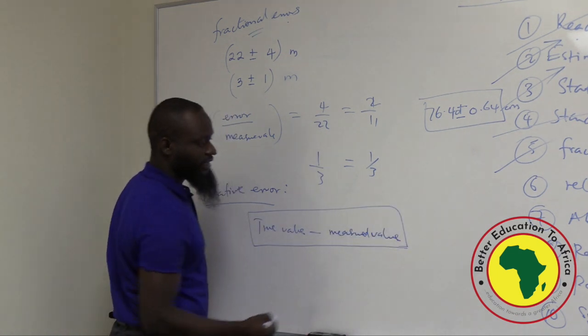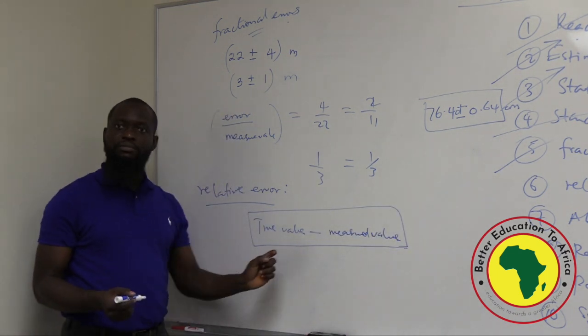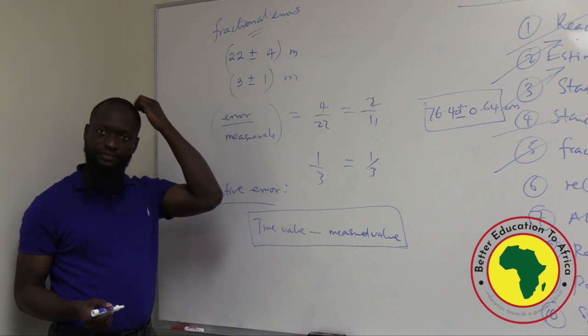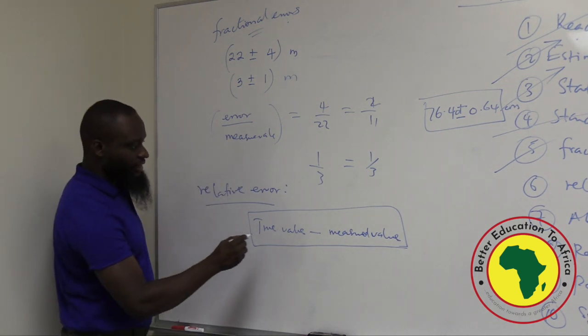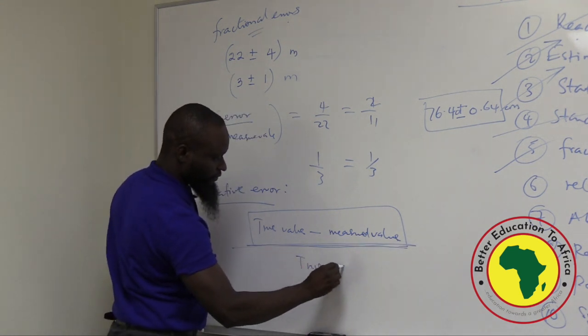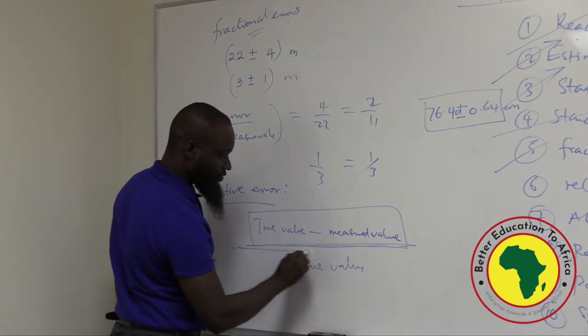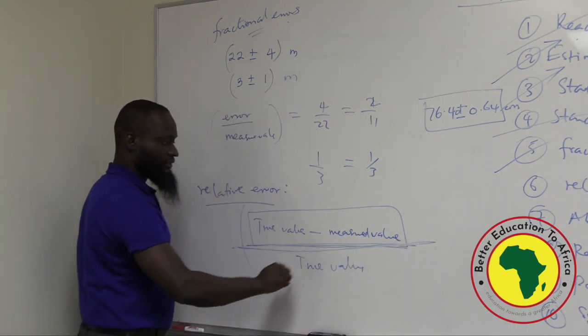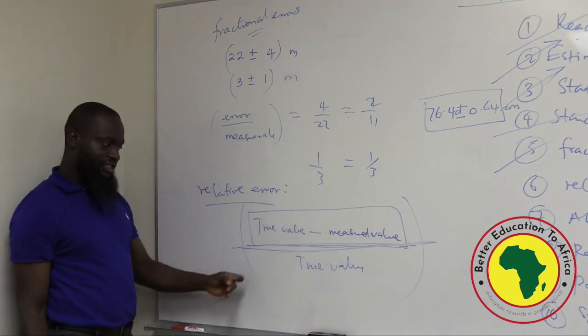This is the relative error. The true value minus the measured value is the relative error, and then we divide that by the true value. True value minus measured value divided by true value gives you what we call this definition of relative error.